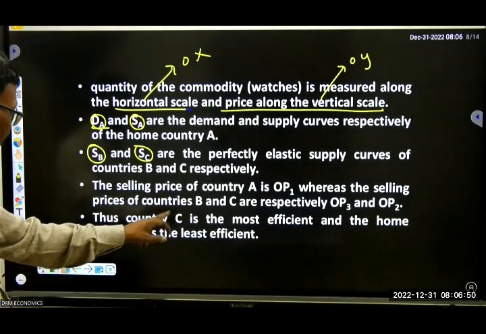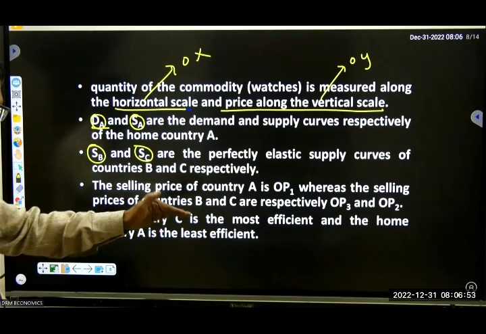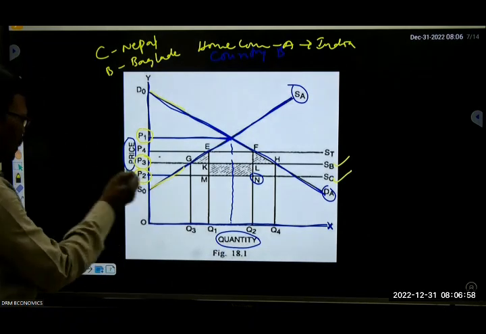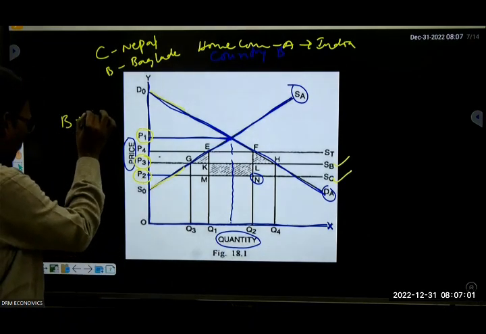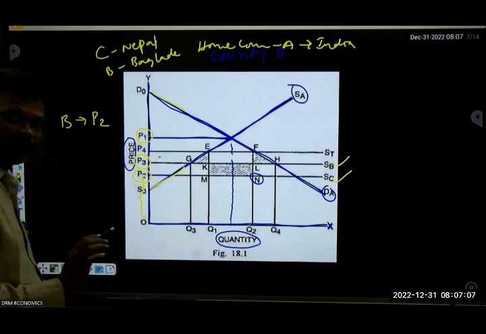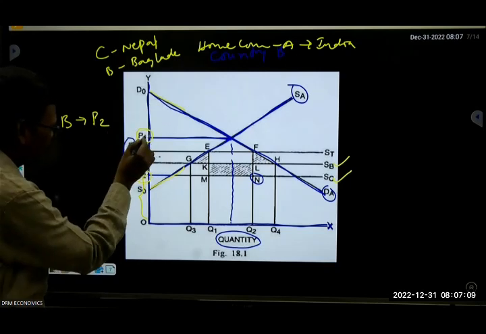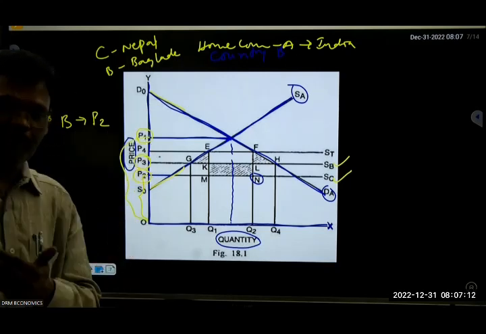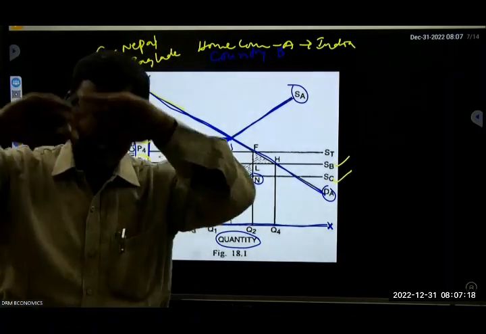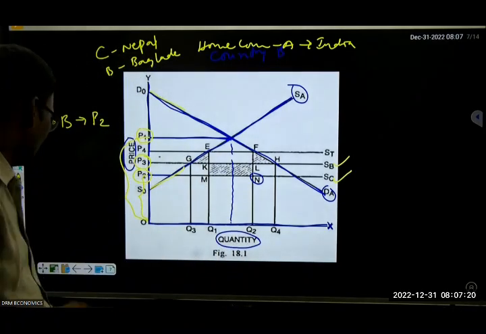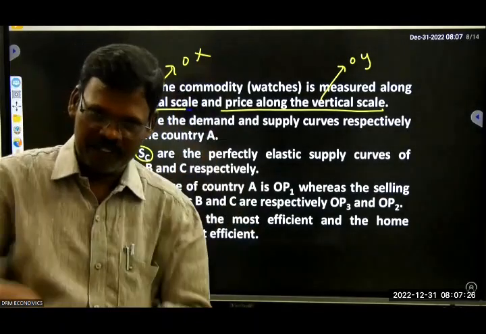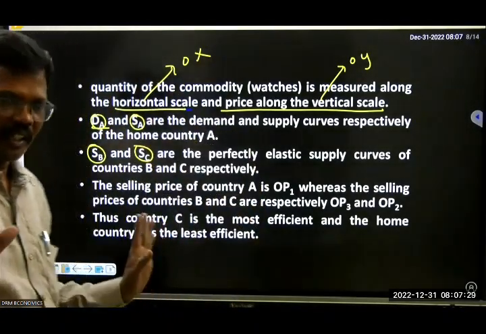Thus country C is the most efficient, and the home country A is the least efficient. Based on this, in Bangladesh the price is only P2, this much, but in the home country, India, the price is OP1, the highest level. Price more means least efficiency. Price less means more efficiency. So based on this diagram, we can say that Bangladesh is more efficient and India may be called least efficient.